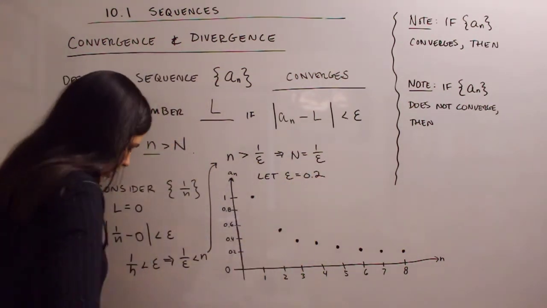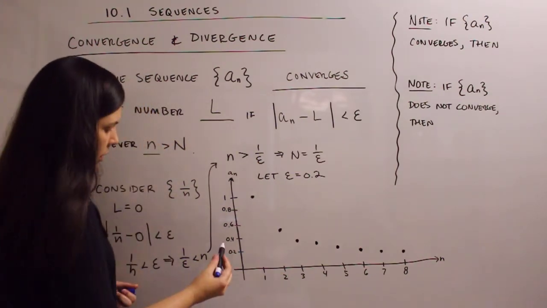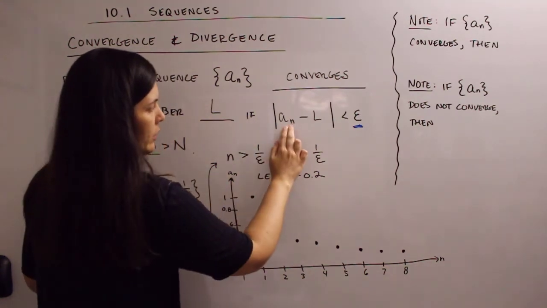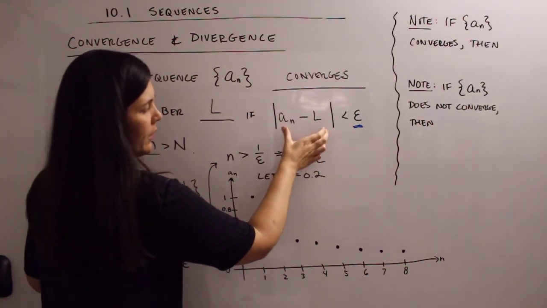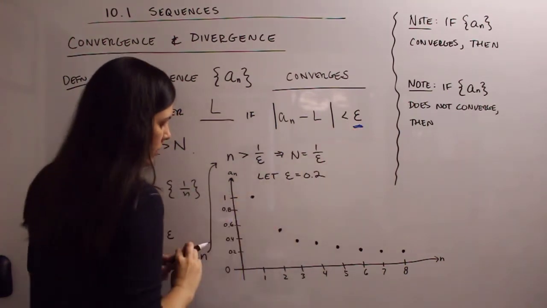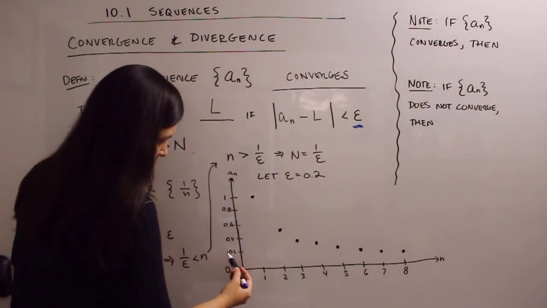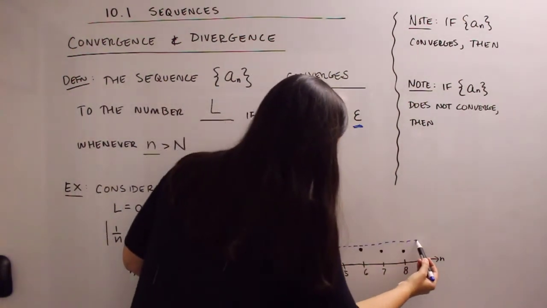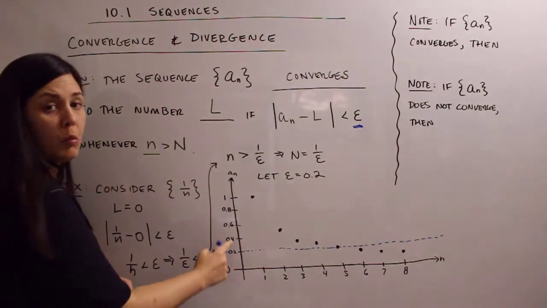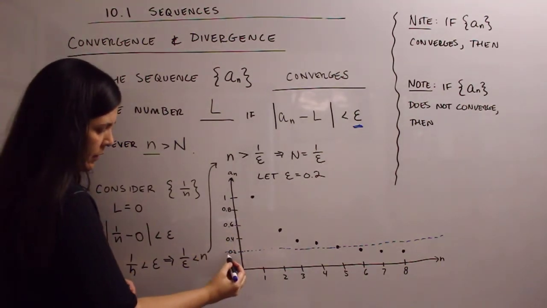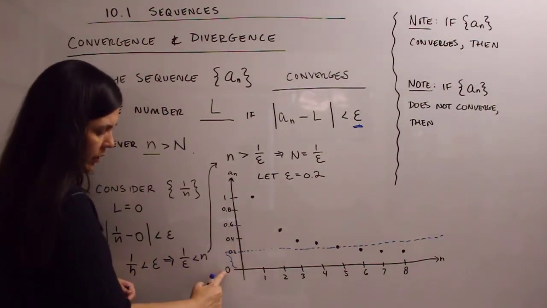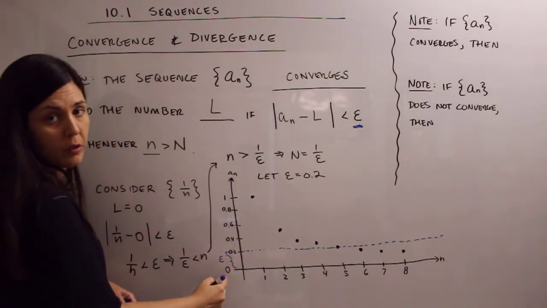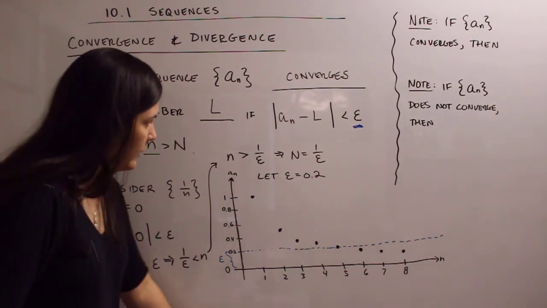Okay, so look at our graph here. If epsilon is 0.2, remember what this was saying: the distance from our sequence number to this L number that we're approaching has to be less than this amount, epsilon. So in our case, less than 0.2. So I'm going to draw a line going across our sequence that's 0.2 away. Notice this is 0.2 away from our L number. L was 0, so this is an epsilon value of 0.2 away from 0. Okay, so what is this really saying?